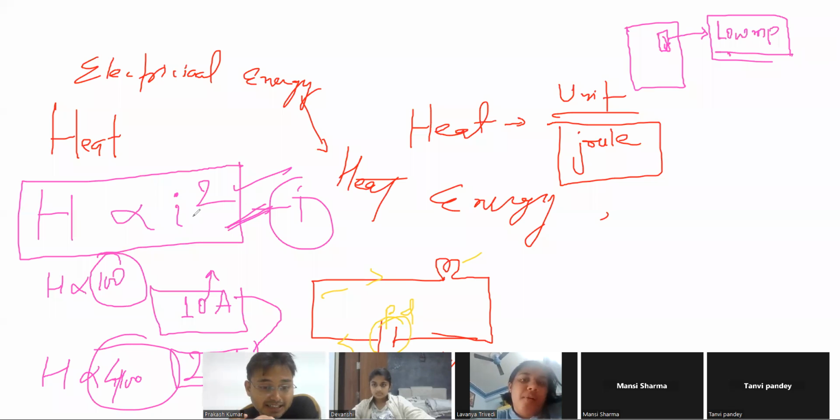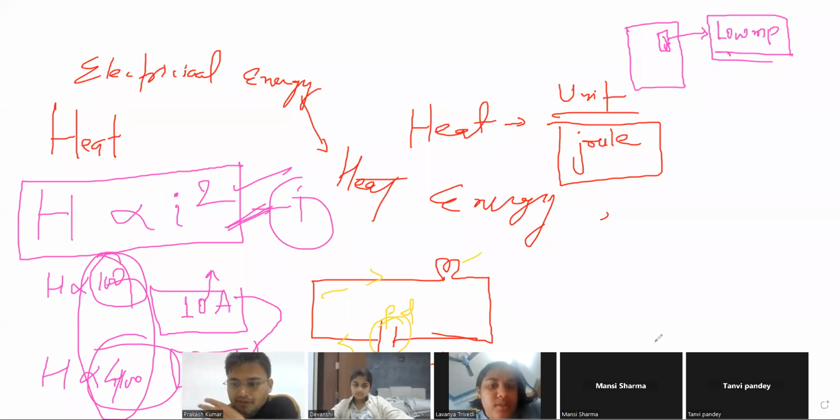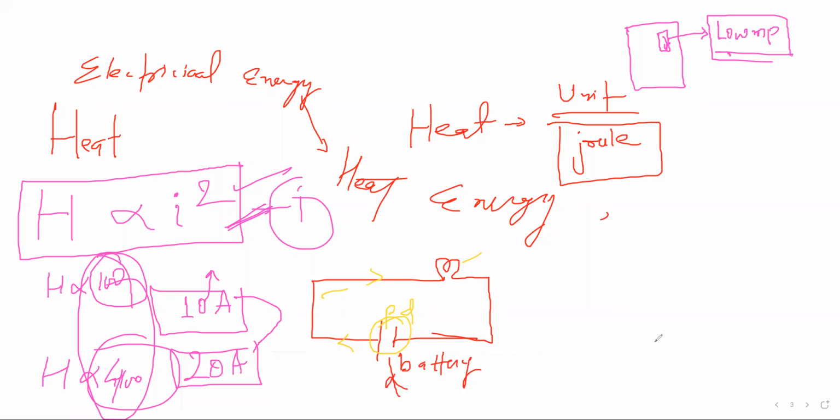When the current will increase, definitely heat will increase so much. And this heat will do what? It has already low melting point. Definitely what will happen? The fuse will melt. It will definitely melt and break the circuit. We can do this question in exam. Yes, sir. Okay, fine.